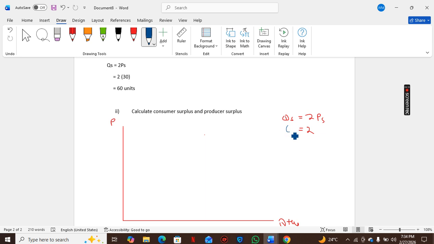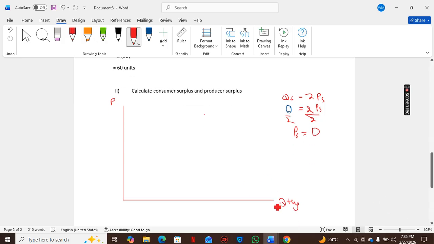So here quantity supplied is 0. What is the price when the quantity supplied is 0? The price is 0. So the quantity supplied is 0 and the price is 0. So our supply function is going to start from the origin here.